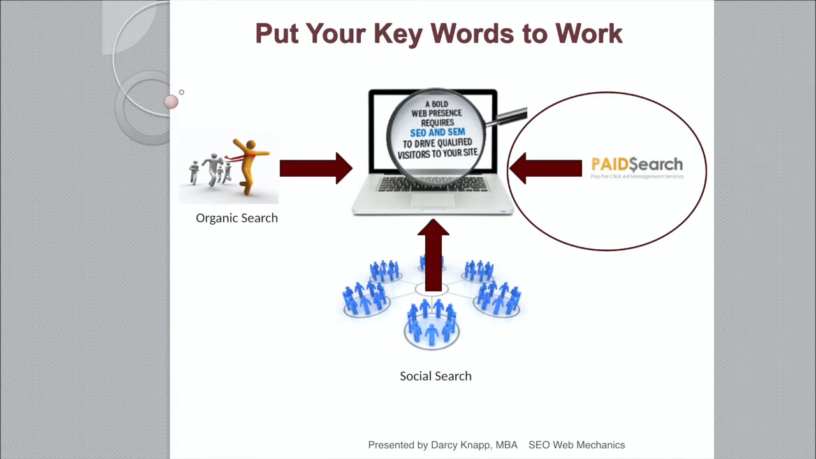When you're looking at driving traffic into your website, you're going to use keywords. You can use them with organic search, driving traffic in naturally. Social search, you're going to use keywords in your articles and your postings to drive in traffic through your social media pages. And paid search, which is utilizing ads on Google or Yahoo or Bing to drive in users that are already in market looking for your product or service.